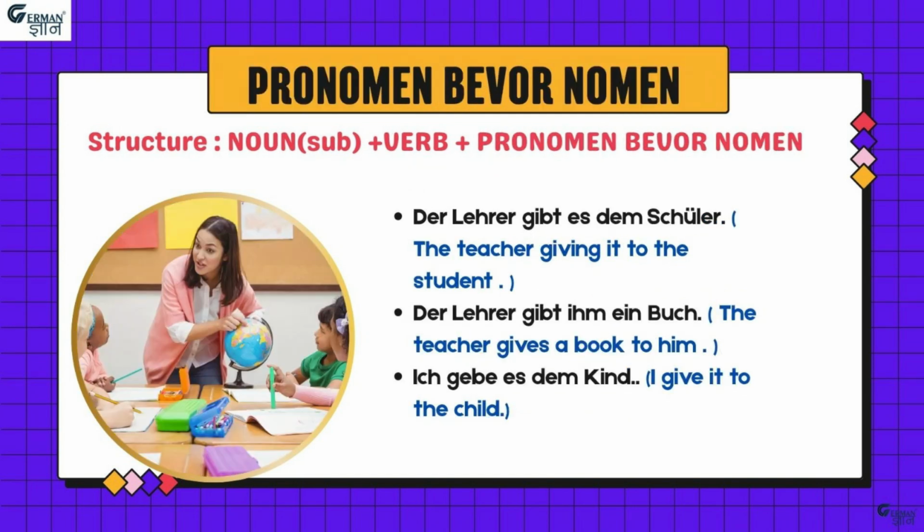Pronomen before Nomen. Now when you are using two objects in a sentence, one is a noun and another is a pronoun, at that time first you have to write the pronoun and then the noun. So your structure will be noun, that means again your subject, then your verb, and then pronoun, and then noun. So your example will be, der Lehrer gibt es dem Schüler, means the teacher gives it to the student. Second, der Lehrer gibt ihm ein Buch, means the teacher gives a book to him. And third, ich gebe es dem Kind, means I give it to the child.